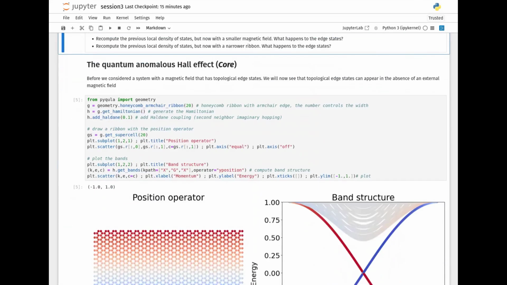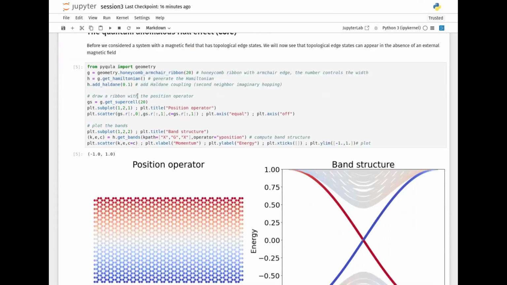Okay, now let us move on to the quantum anomalous Hall effect. So this is effectively a state that behaves very much like the quantum Hall effect that we discussed before, but now in the absence of an external magnetic field. So what happens in practice is that quantum anomalous Hall state, or the Chern insulating state, appears in systems that intrinsically break time reversal symmetry, not due to an external magnetic field, but due to the internal hoppings that the systems have, and in particular, in this case, due to an imaginary hopping in the honeycomb lattice that acts as a second neighbor imaginary hopping.